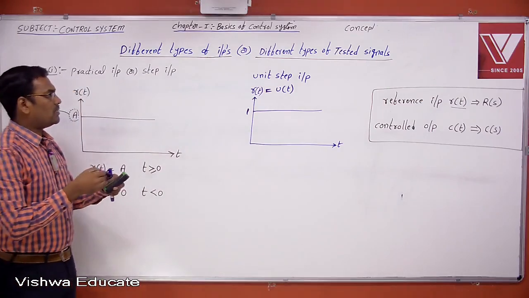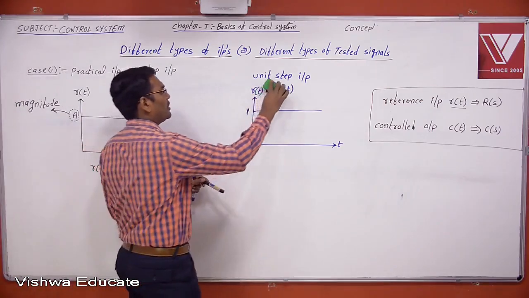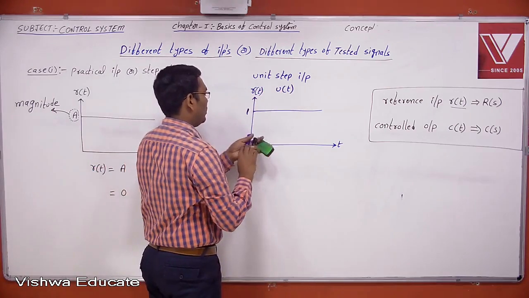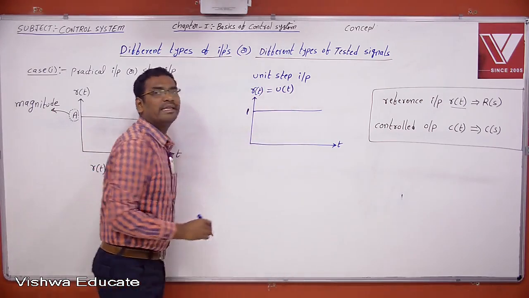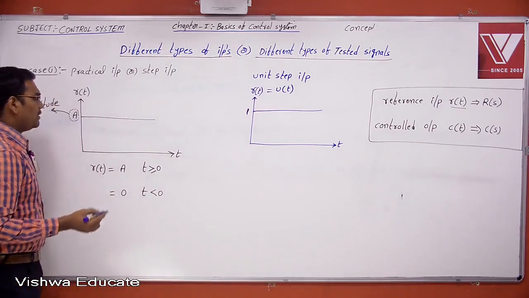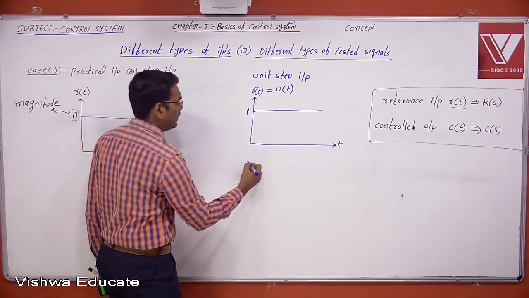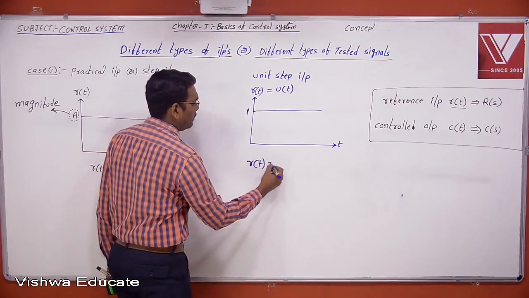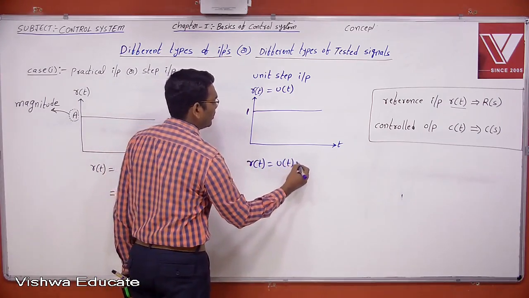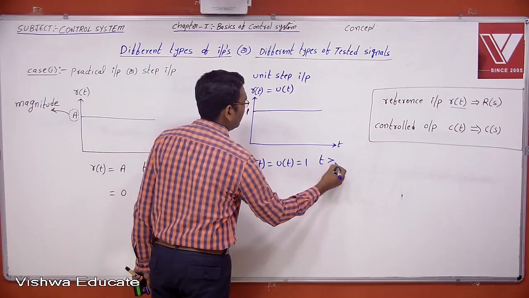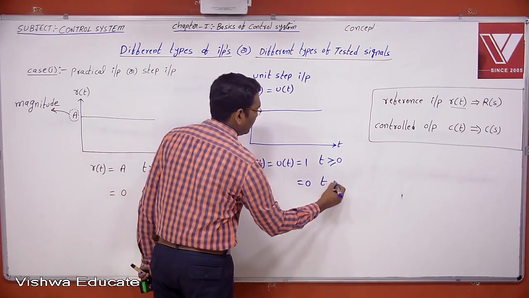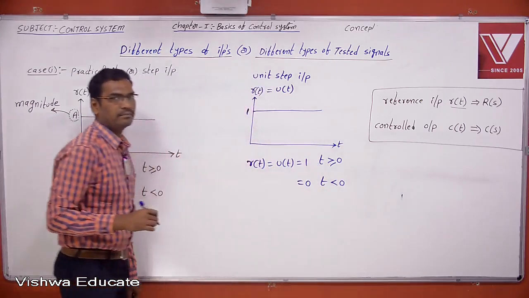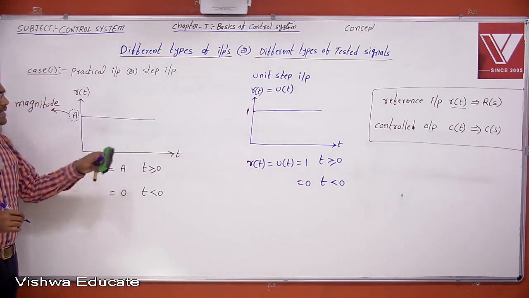Now this is a reference input, where the magnitude is equal to 1, which we call U of t, the unit step input. We can represent this mathematically in the time domain as R of t equal to the unit step input U of t, which is equal to 1 for all positive values of time and equal to 0 for negative values of time. Now this is in the time domain.